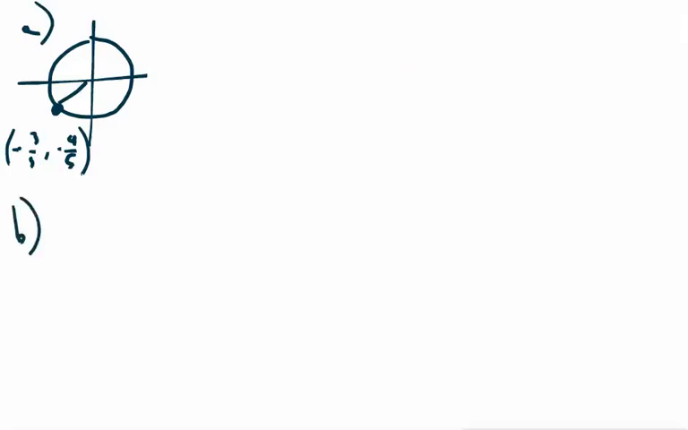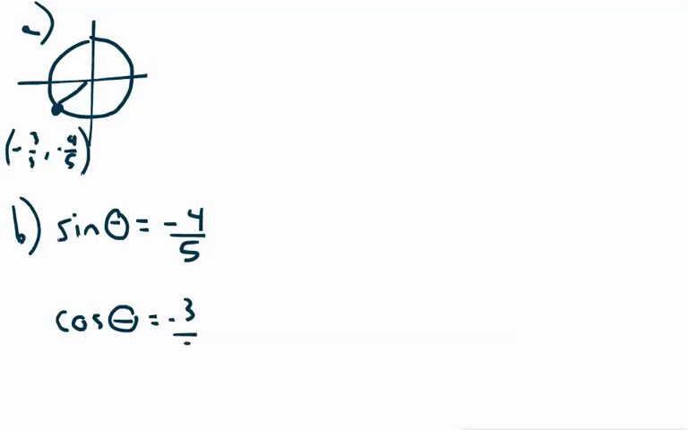Question B is asking us to find the values of the 6 trig functions, all of them. Well, as I said at the beginning, sine theta and cos theta are just the coordinates. Cos theta is the x-coordinate. Sine theta is the y-coordinate, so sine theta is -4/5. How do we know that? Because that point is on the unit circle. Cos theta is the x-coordinate, -3/5.